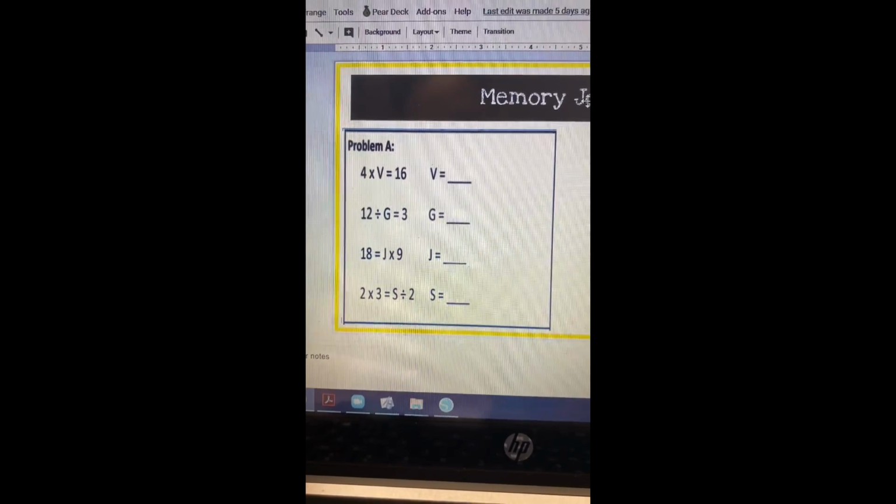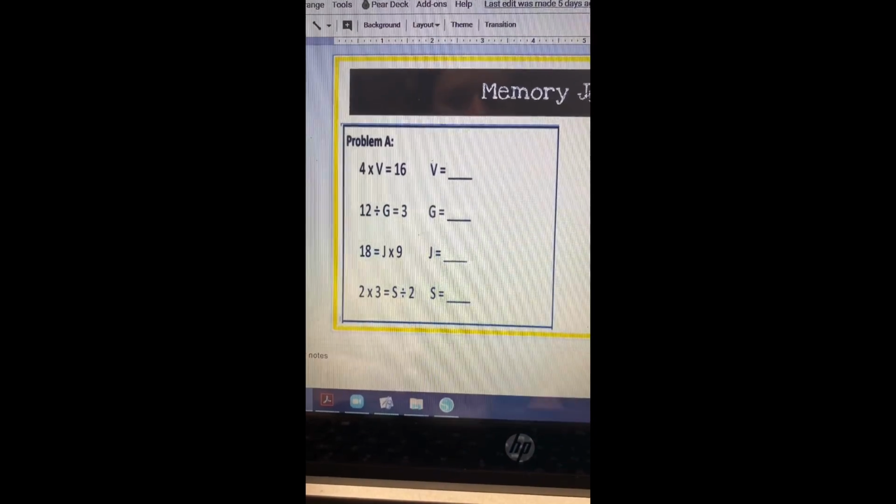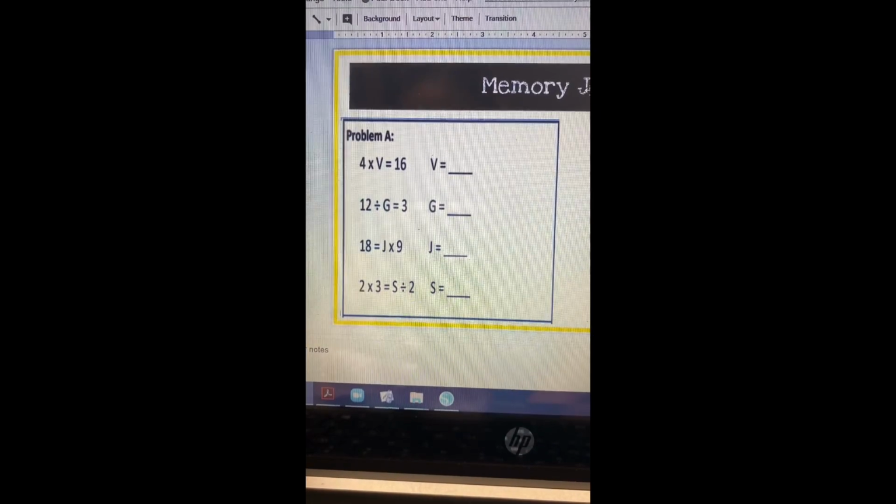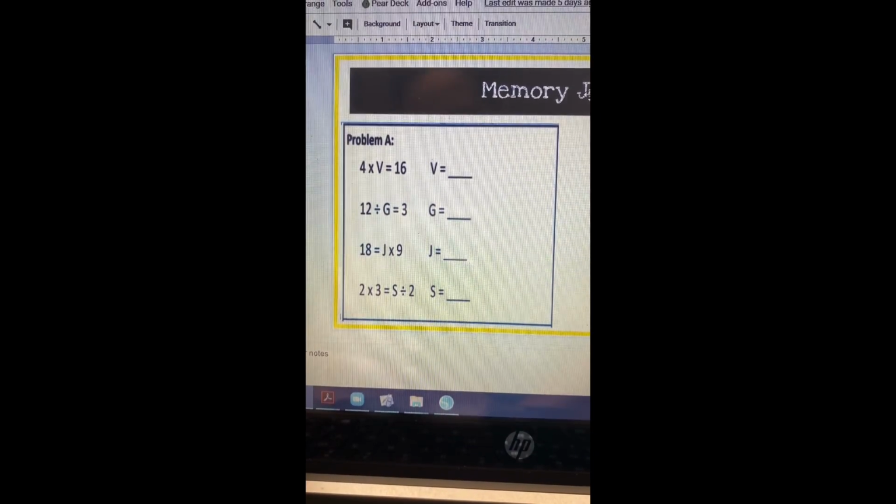And then you should be looking at 2 times 3 equals S divided by 2. 2 times 3 equals S divided by 2.